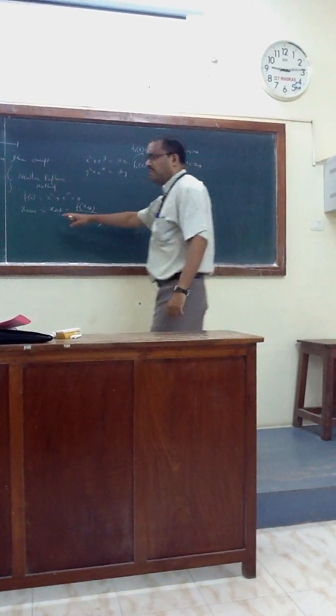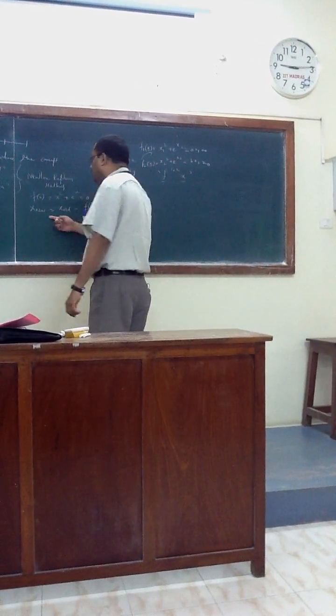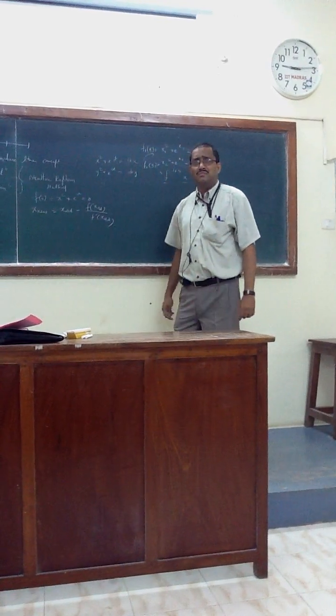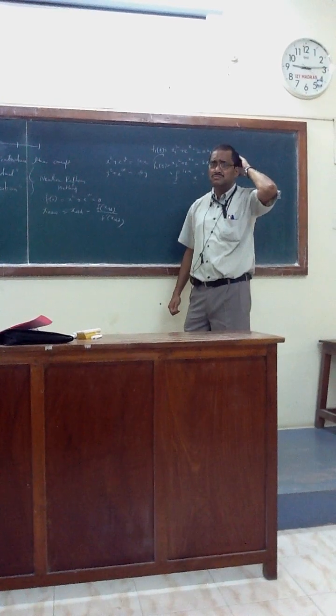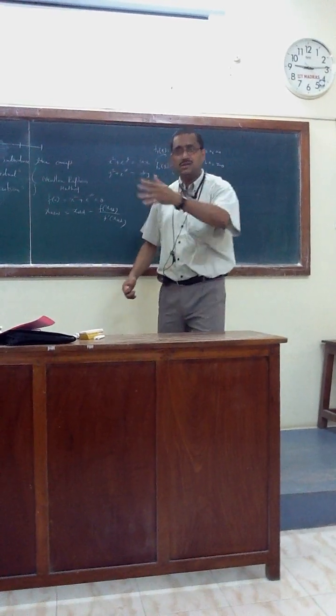How did you get this formula? Can you derive it from the Taylor series? How can you derive it from the Taylor series? I cannot do it like this. You are showing it like this.